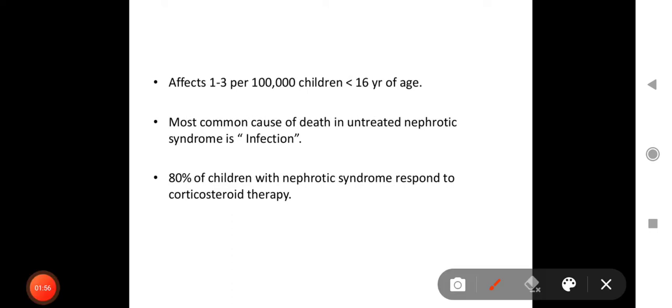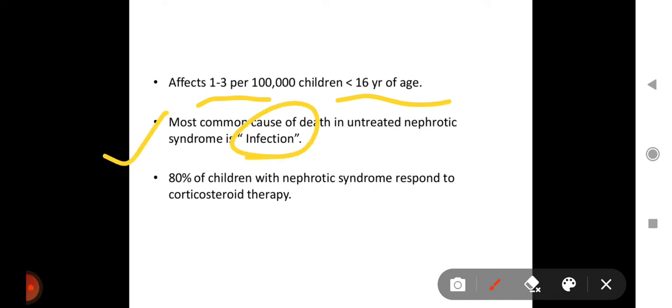Some epidemiological points: it affects 1 to 3 per 1 lakh children of less than 16 years of age. Now this is a good question. Most common cause of death in untreated nephrotic syndrome is infection. It's not thromboembolism or any cardiovascular cause. The most common cause of death in untreated nephrotic is infection. 80% of children with nephrotic syndrome respond to corticosteroid therapy.